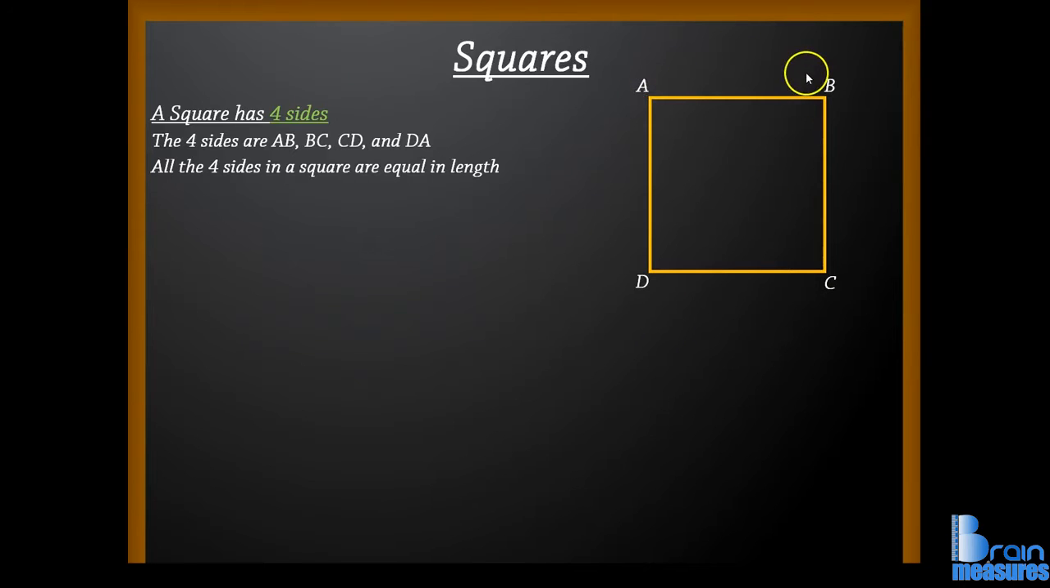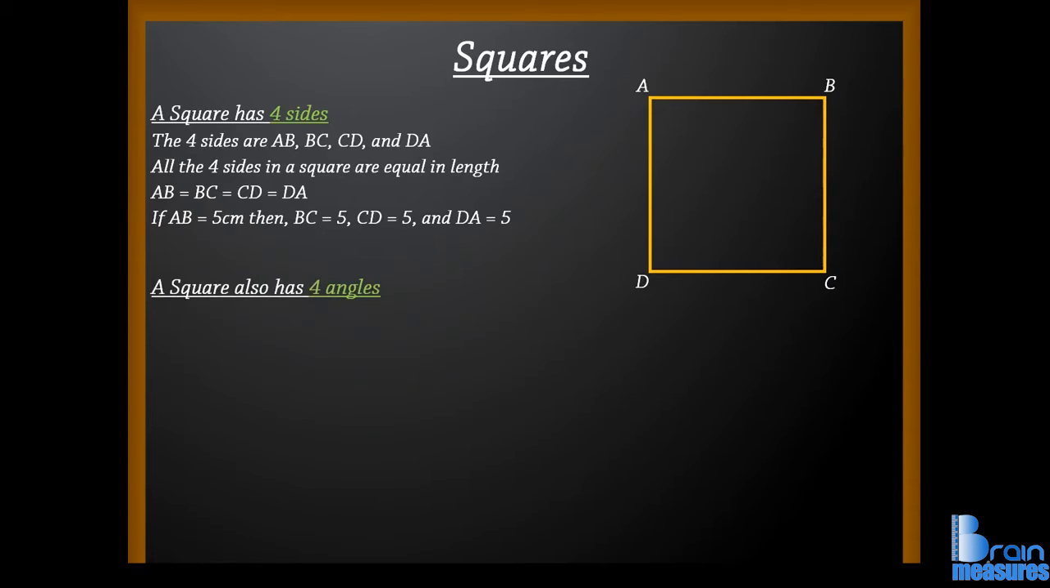So AB is going to be equal to DC. AD is going to be equal to BC. AD is also equal to DC. So no matter where you go, a square has all the sides equal. So if AB is 5 cm, then all the remaining sides are also 5 centimeters in length.